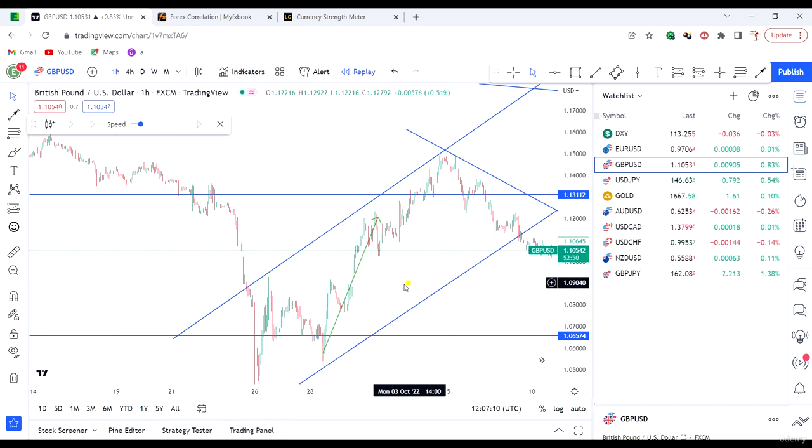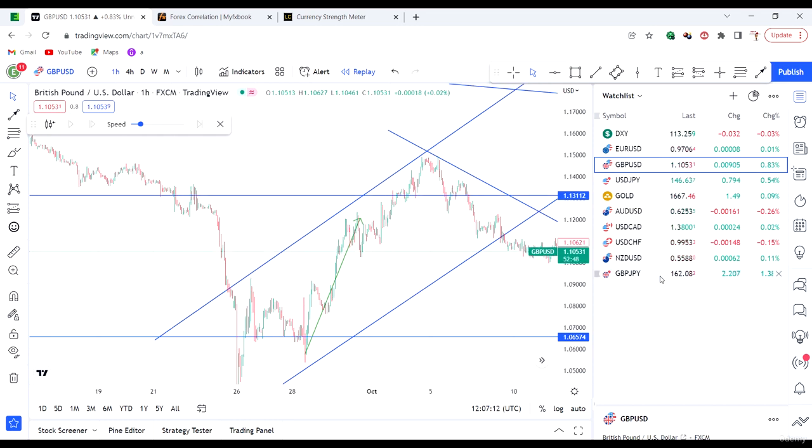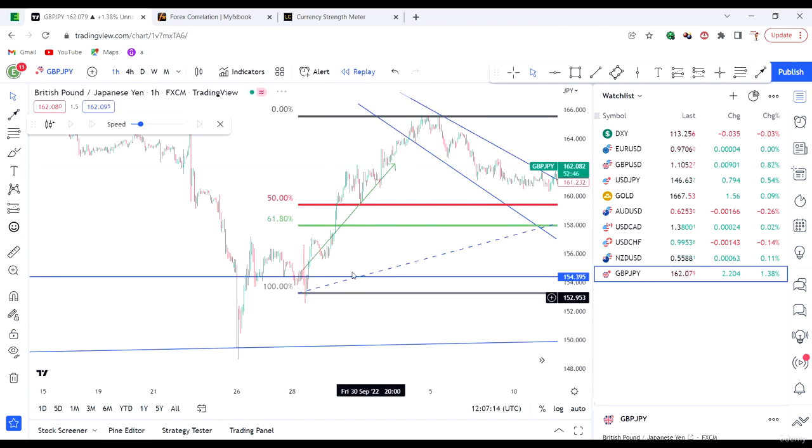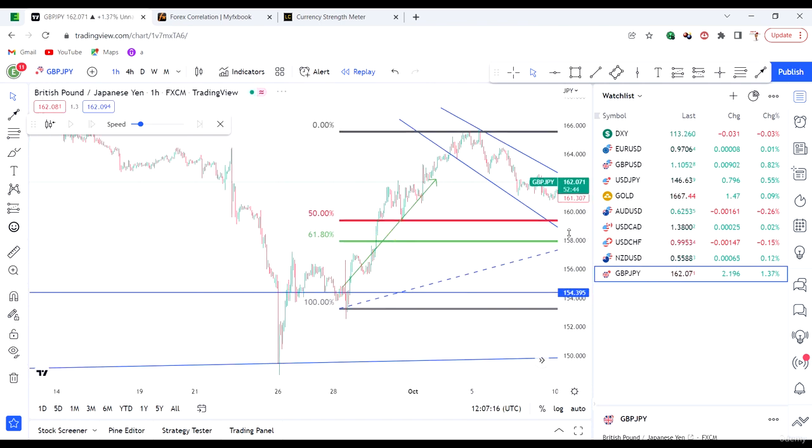We have GBPUSD here, and we have GBPJPY. You can just check which one of them meets the criteria for your strategy the most. So choose that one and then take the trade on that one. And then if you want to take extra trades, you can take extra trades if and only when you have the present trade at zero risk.